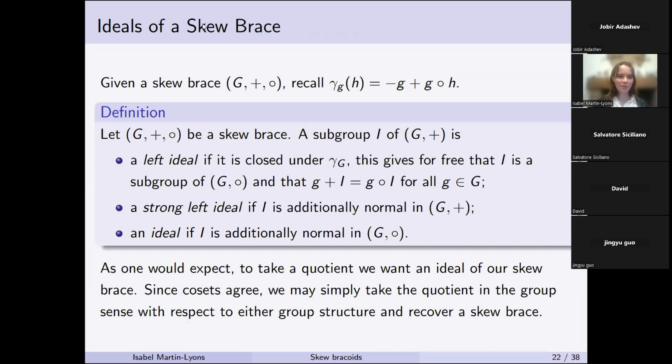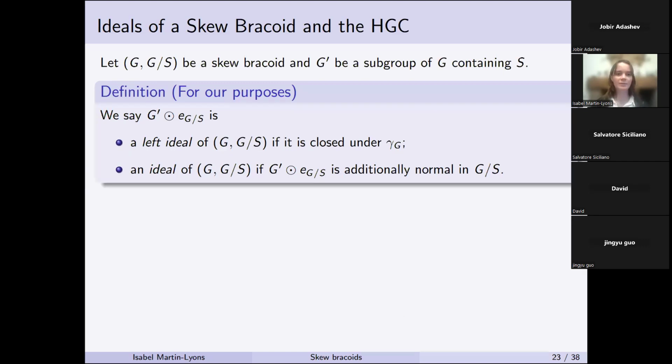Just to remind you a bit of how ideals work in a skew brace, we have a subgroup of the additive group, and then we have three tiers. We have the one where it's closed under the gamma function, normal in the additive group, and then normal in the multiplicative group. To give some intuition for the definition in the skew bracoid, recall that it was the strong left ideal that we quotiented by to get a skew bracoid. So if we started with a skew brace and we want a skew bracoid, we only really need a strong left ideal.